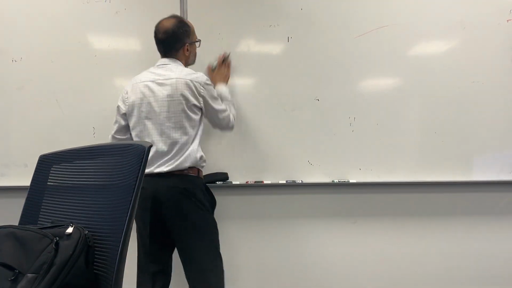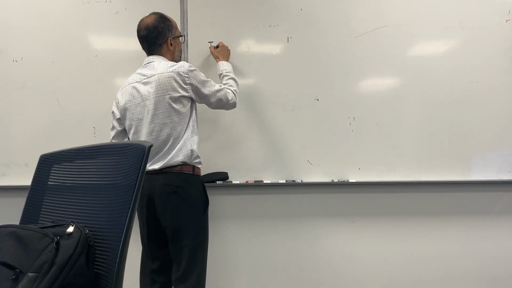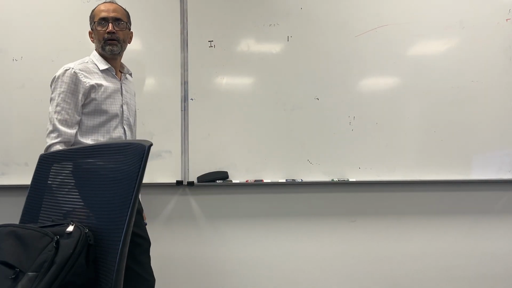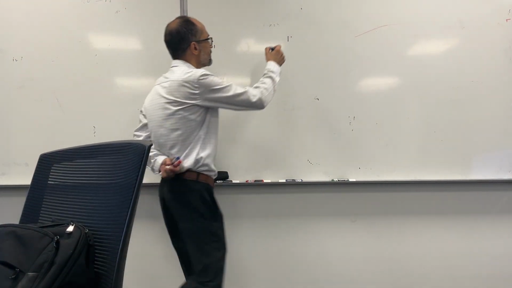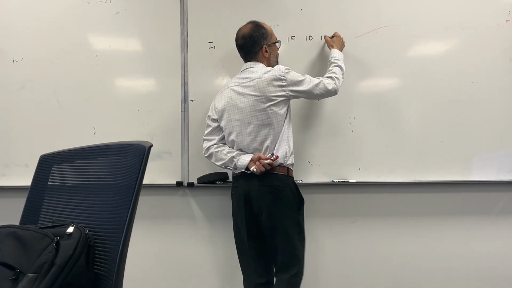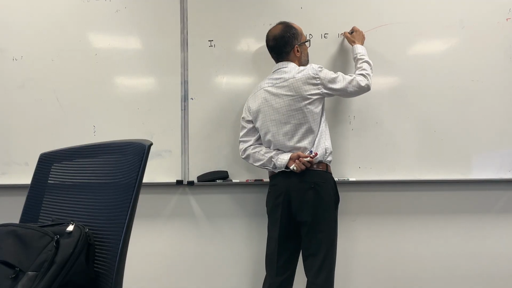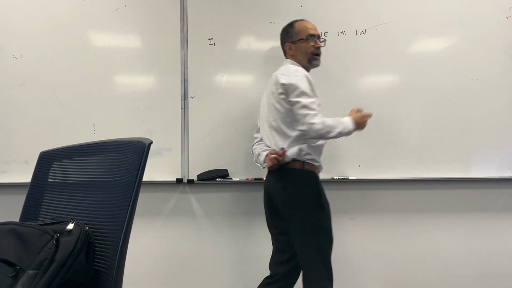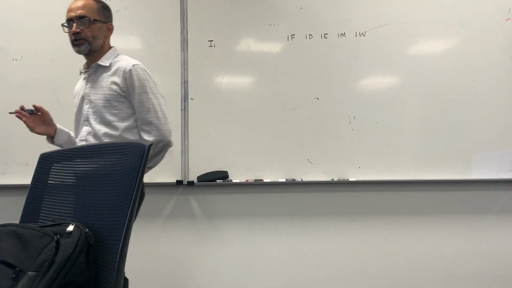Now what I'm going to do, so I'm having an I1, which is the black color. I1 is in the instruction fetch stage, I1 in the decode stage, I1 in the execute stage, I1 in the memory stage, and I1 is in the write back stage. There are 5 stages of an instruction execution.